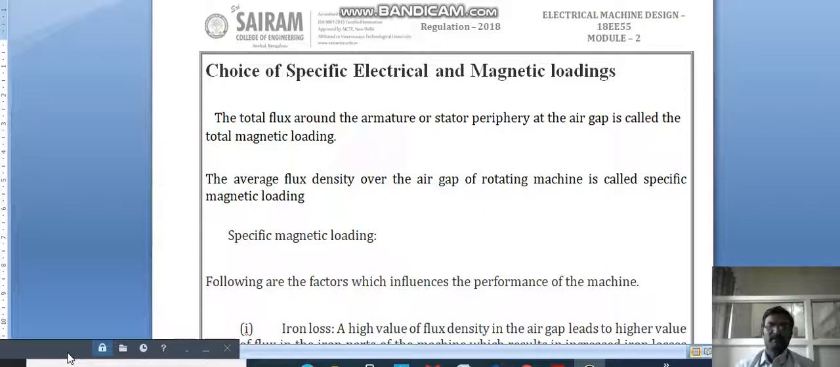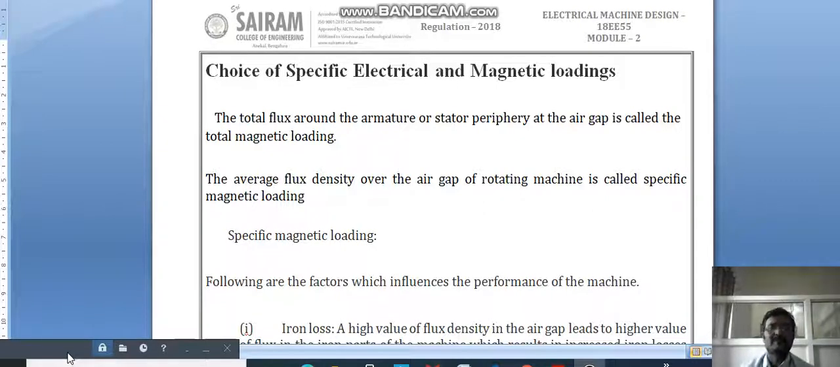We should know the total loading, the total magnetic loading and the total electrical loading. In this video, first, the choice of specific electric and magnetic loadings.